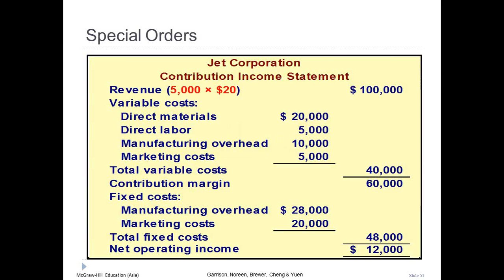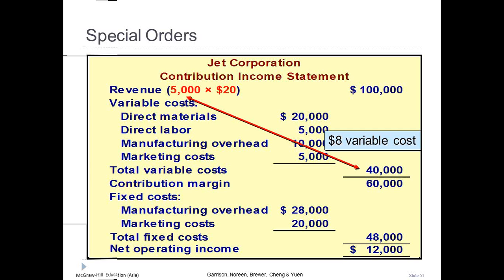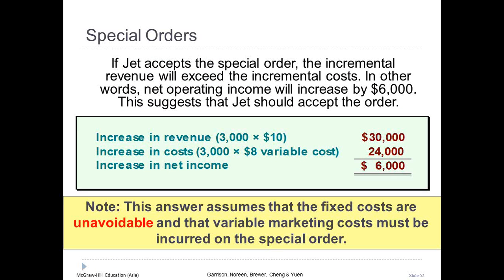Assume the following information with respect to a special order opportunity for Jet Corporation. Should Jet accept the offer? A contribution format income statement for Jet's normal sales of 5,000 units is as shown. Assume variable cost is $8 a unit. Total variable cost would be 5,000 units times $8 a unit. If Jet accepts the special order, the incremental revenue of $30,000 will exceed the incremental costs of $24,000 by $6,000. This suggests that Jet should accept the order. Notice that this answer assumes that the fixed costs are unavoidable and that variable marketing costs must be incurred on the special order.